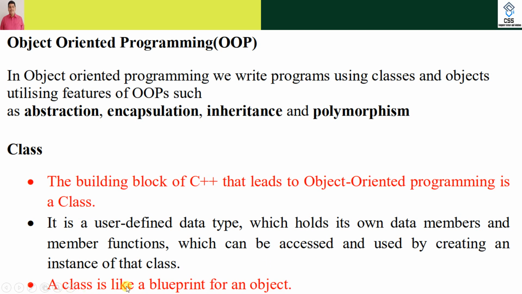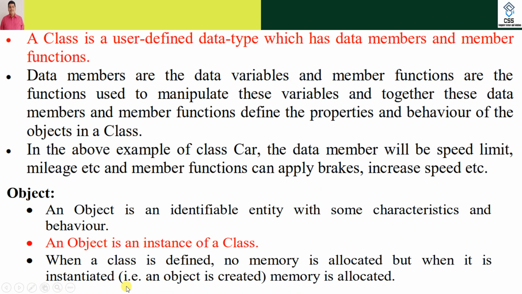It is nothing but a blueprint of the object. Why is it known as a blueprint of the object? Because if there is no object, we cannot interact with the class. A class is a user-defined data type that has members and functions. Data members are the variables, and the member functions are functions to manipulate these variables.